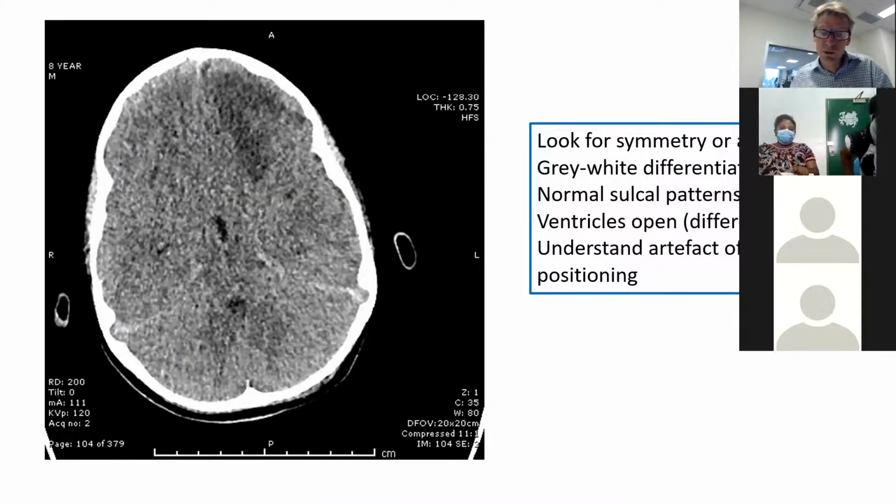This is another child who also presented with unconsciousness and fever. And can someone tell me what you see on this CT scan? This was an 8-year-old boy who presented with unconsciousness and fever, and he had headache and tenderness on tapping his forehead. So what can you see? Remember, you're looking for symmetry or asymmetry. I think some people can see it. Can someone just say what they see?